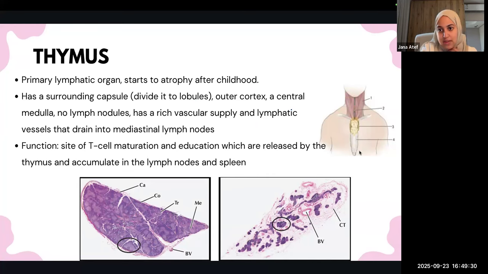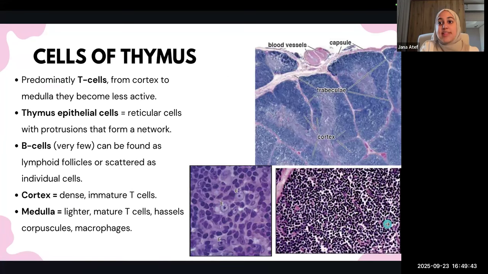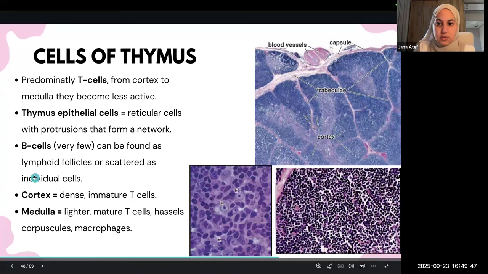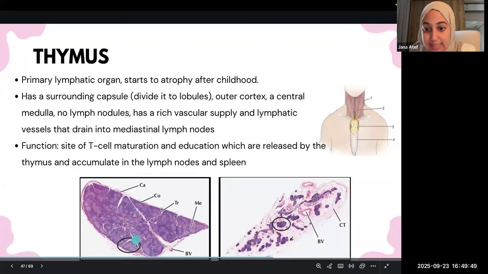Do they have crypts? You can call them crypts. Yes, crypt, invagination, whatever it is, it means something going inside the surface. Okay, so that's the thymus, the anatomy of it. Now the cells of the thymus. This is important. The lobule is a circled part, right? Yes, it is a circled part.